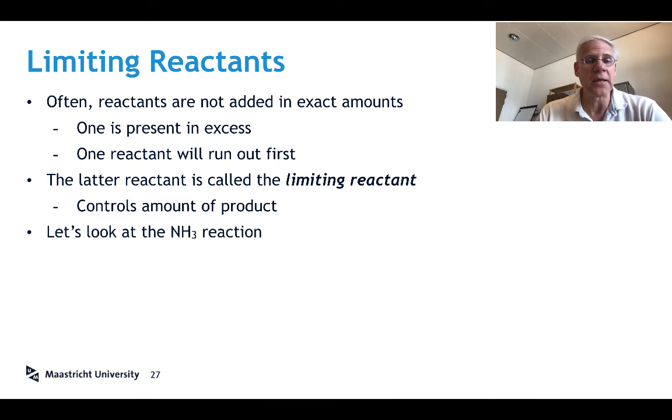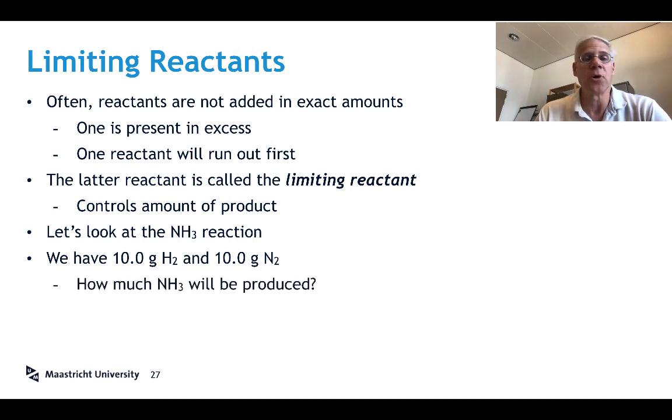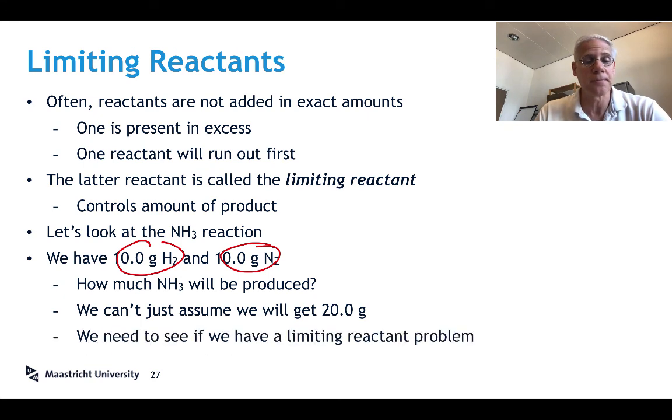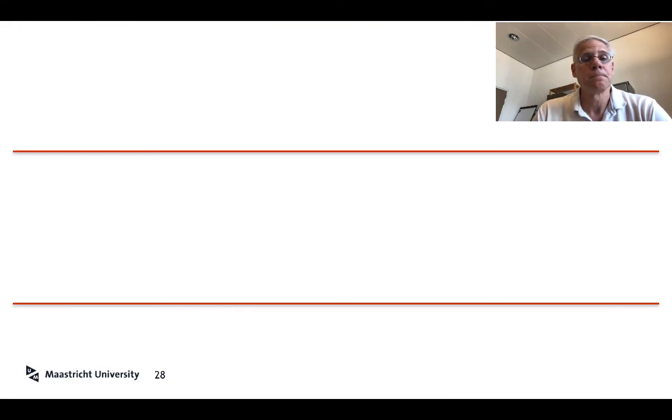Let's go back to that NH3 reaction that we just saw. Let's say we had 10 grams of H2, 10 grams of N2. How much ammonia could we produce? We can't just look at the amounts of H2 and N2 and say, well, we're going to get 20 grams. Reactions don't work that way. We need to check to see if we have a limiting reactant. Now, because we have an amount of 2 different reactants given, it's usually a good assumption that we have a limiting reactant problem, and we're going to have to figure out which of those is going to give out first.